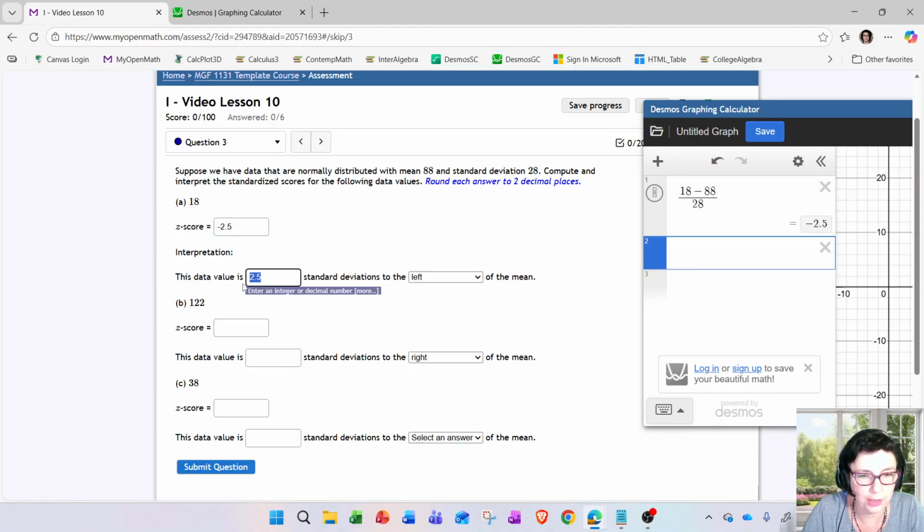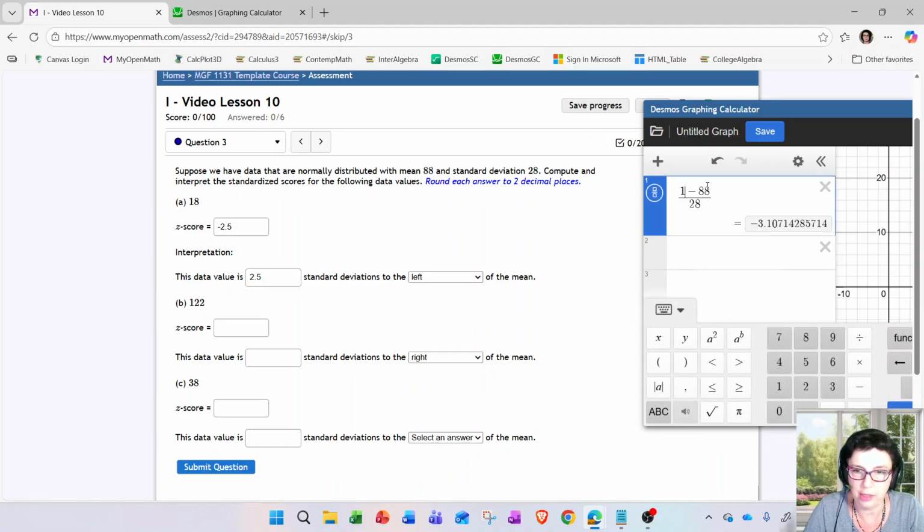So this answer is always the absolute value of this. And what's absolute value? If the number is positive, it's the same. But if the number is negative, you get rid of the minus. Okay? All right, so the next one is the same thing. So now it's 122. So all I have to do is just erase 18 and put 122. And of course, the mean and standard deviation do not change.